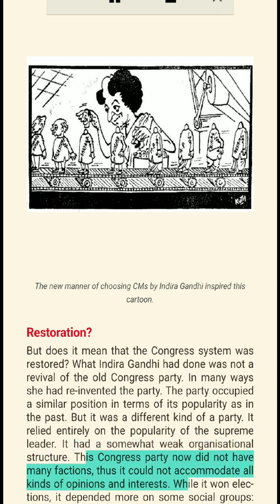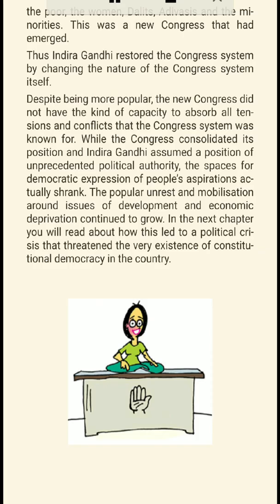This Congress party now did not have many factions, thus it could not accommodate all kinds of opinions and interests. While it won elections, it depended more on some social groups, the poor, the women, Dalits, Adivasis and the minorities. This was a new Congress that had emerged. Thus Indira Gandhi restored the Congress system by changing the nature of the Congress system itself. Despite being more popular, the new Congress did not have the kind of capacity to absorb all tensions and conflicts that the Congress system was known for.